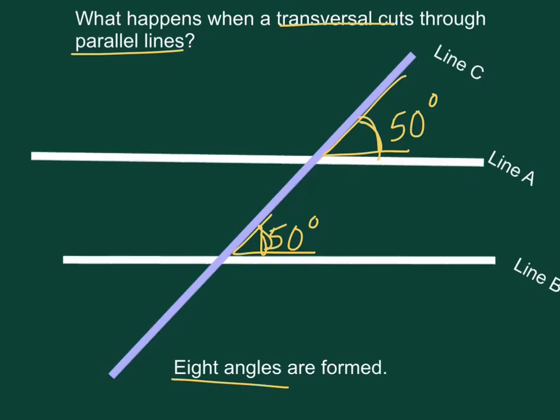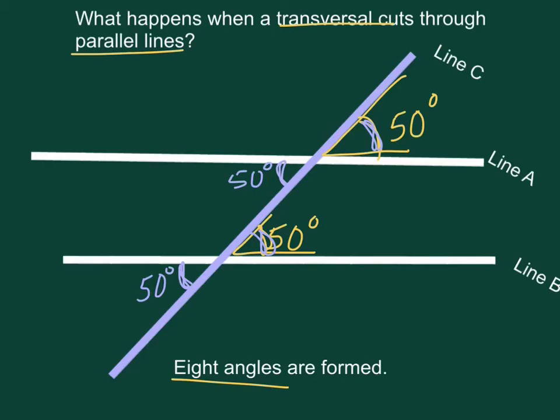We can use our knowledge of vertical angles as well. So if this angle is 50, then the one right across from it is also 50 degrees. If this angle is 50, then the one across from it, the vertical angle to it, is also 50 degrees.